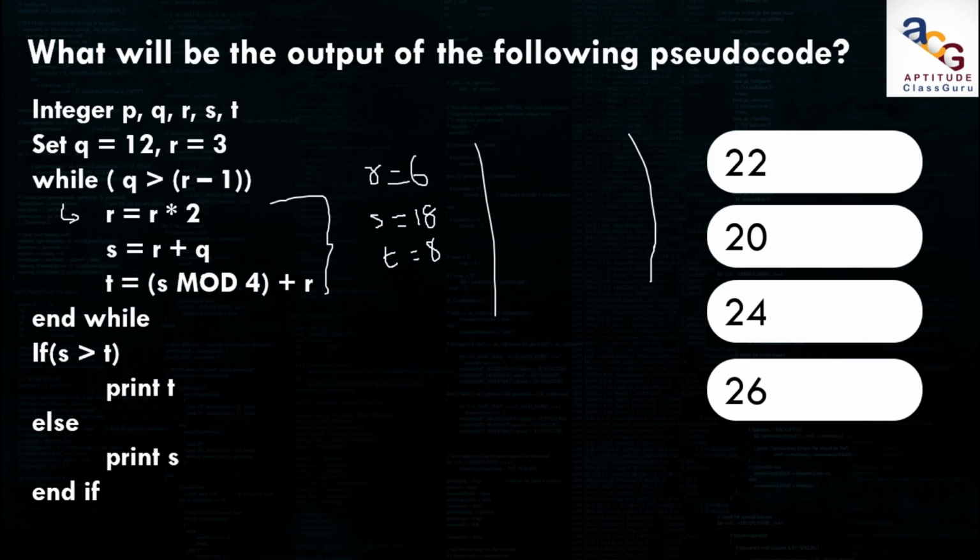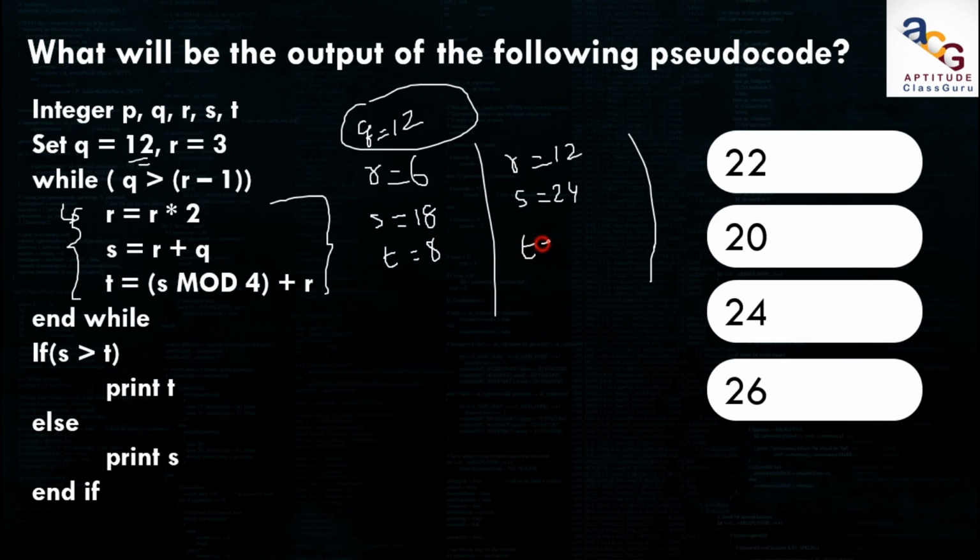What is the value of q now? q doesn't change. 12 only. So 12 is greater than, what is the value of r now? It's 6. r minus 1 means 5. 12 is greater than 5. Condition is true. So the loop will execute again. r equal to r star 2. Now r value becomes 12. The next step is s equal to r plus q. What is the value of r now? It's 12. What is the value of q now? It is 12. So s value becomes 24.